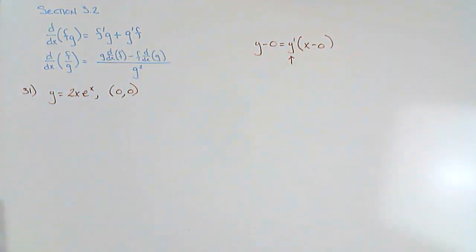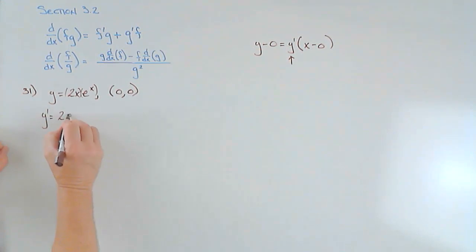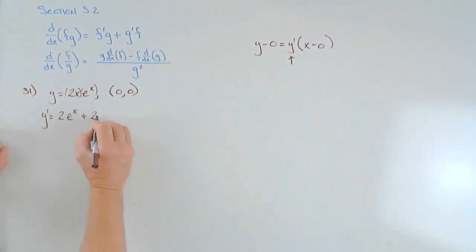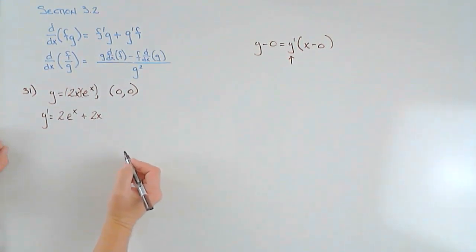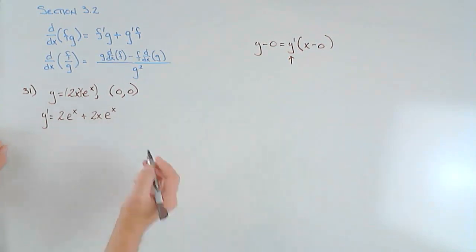So all we have to do is find y prime. We have to find the slope. Slope of the tangent line is the derivative. So how are we going to do that? Well, this is a product of two functions. So the derivative here, we take the derivative of 2x, that's 2. We multiply by the second function, e to the x, plus we write down the first function, 2x. We multiply by the derivative of e to the x, which is e to the x, and there's our derivative.